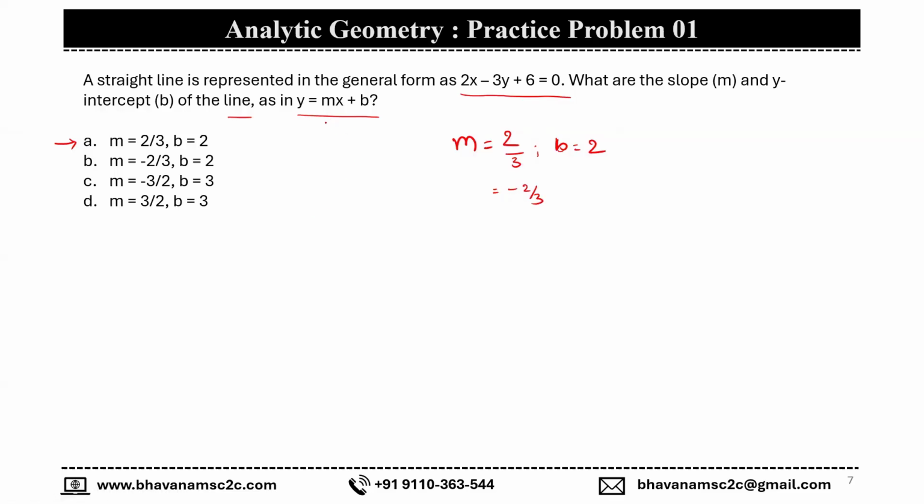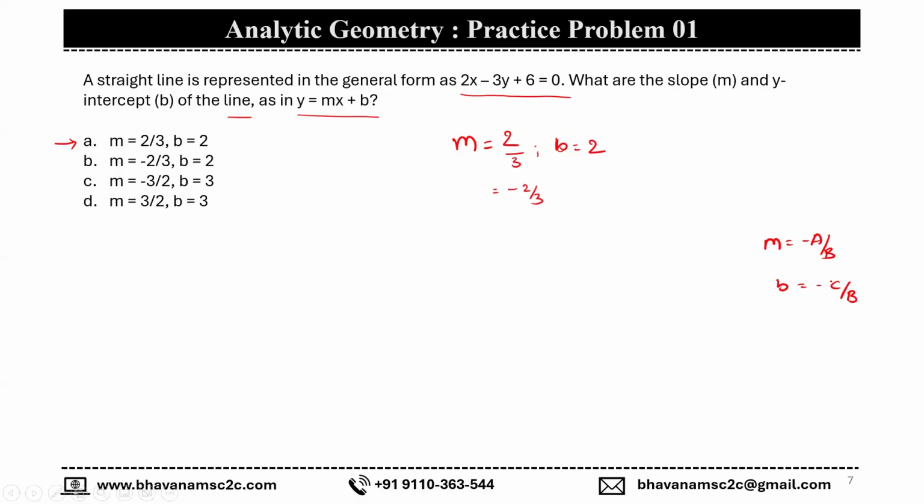So, if you are getting any doubt or confusion on how to get the m value, do not try to remember that m equal to minus a by b and b is equal to minus c by b. If you remember this, then that's totally fine.